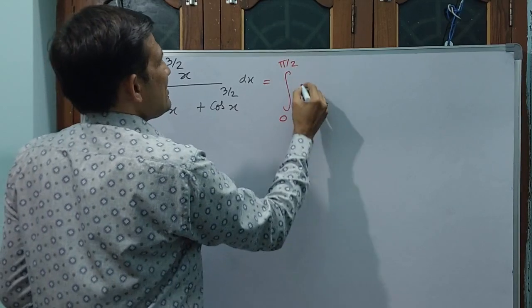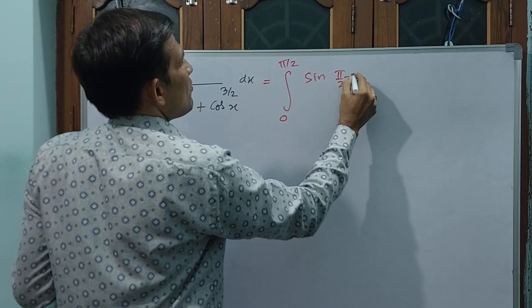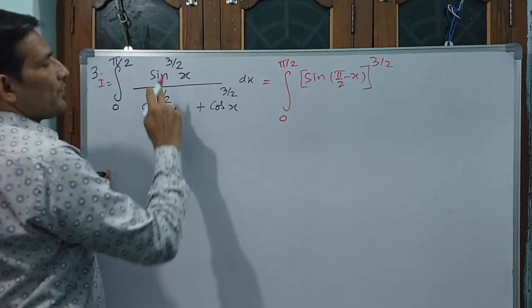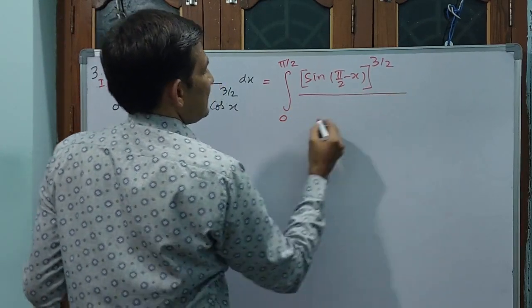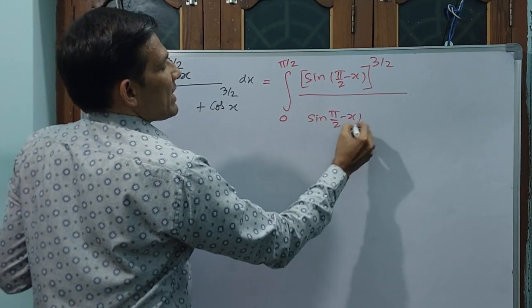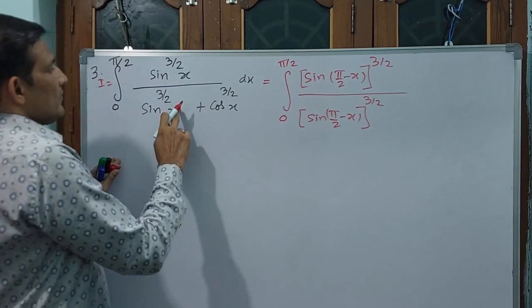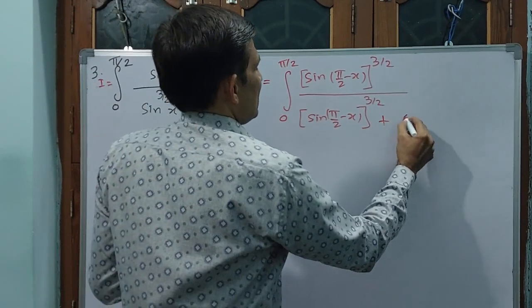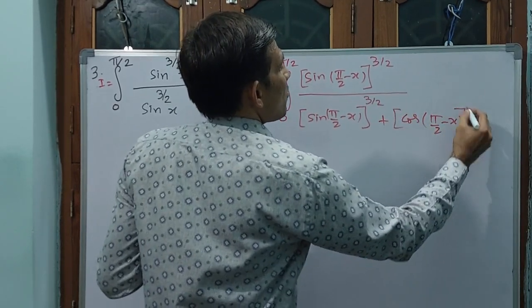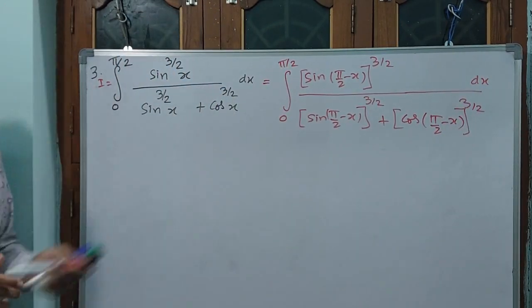Integral 0 to pi by 2 of sin of (pi by 2 minus x) whole power 3 by 2, divided by again sin of (pi by 2 minus x) whole power 3 by 2, plus cos of (pi by 2 minus x) whole power 3 by 2, dx. Is it okay? Definitely okay.